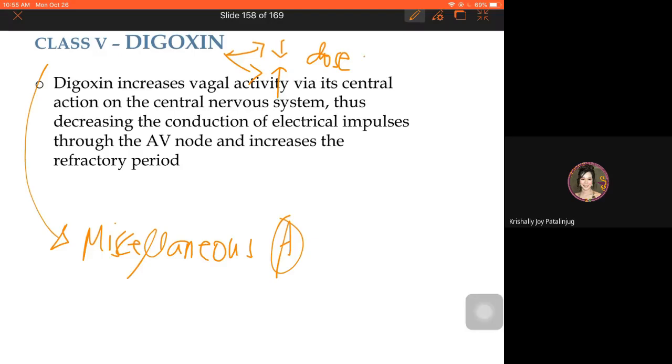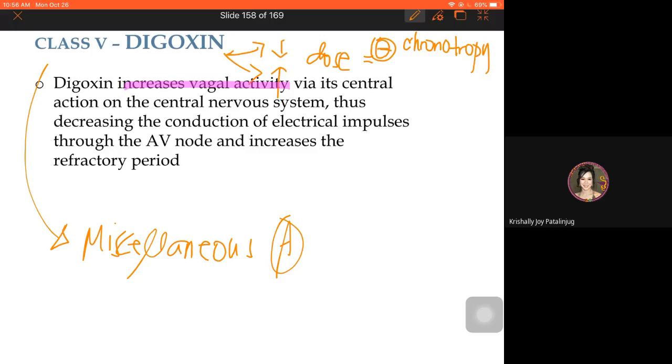At low dose, ang effect ng digoxin ay negative chronotropy, 'di ba? Bakit negative chronotropy? Kasi digoxin enhances the vagal activity, yung vagus nerves, ina-activate niya. And I have mentioned kapag sinabing vagal activity, that is related to parasympathetic effect. That is why ang effect sa heart rate is decrease. So parasympathetic, negative chronotropy, decrease yung rate of contraction. So bradycardia.